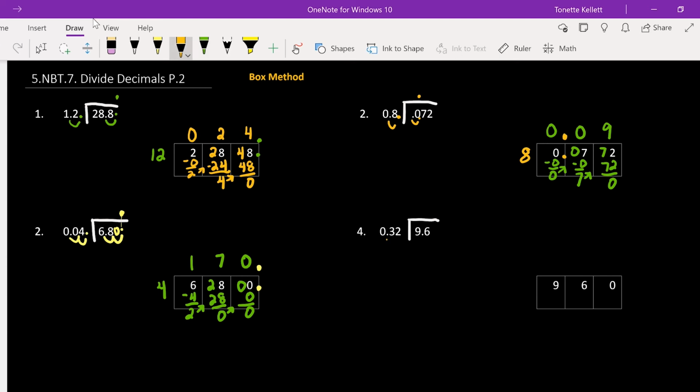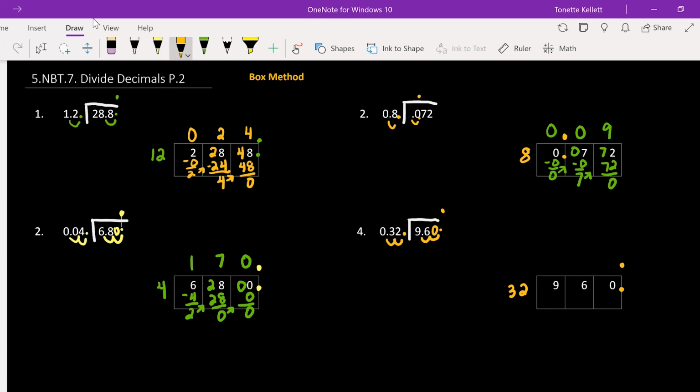Number 4, you're going to move that decimal 2 spaces. Make it a whole number. Whatever you do to the left, you're going to do to the right. We're going to move that decimal 2 spaces. That has an empty space there, so you're going to have to put a 0 in that empty space, making it 960. You bring the decimal straight up into the quotient. So now you have 32 for your divisor. You have 960 for your dividend. And you have a decimal straight up in the quotient.